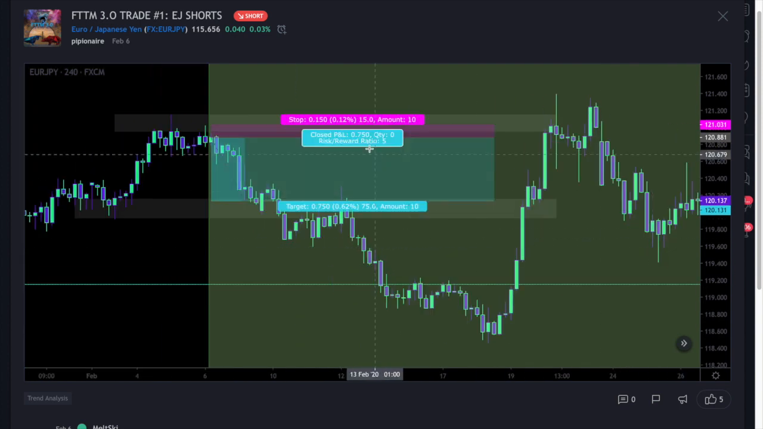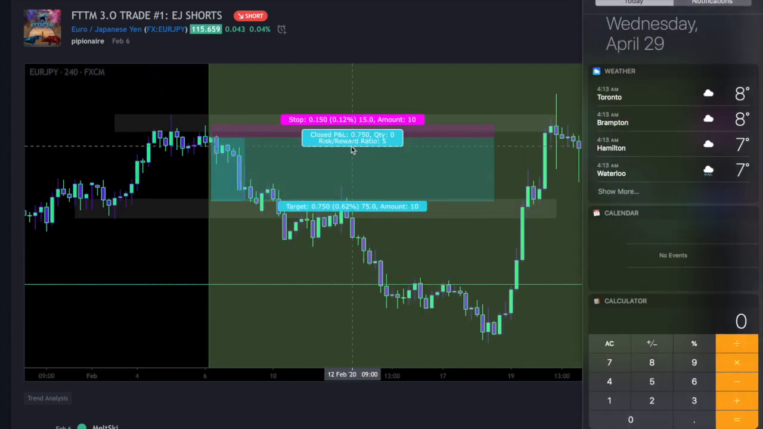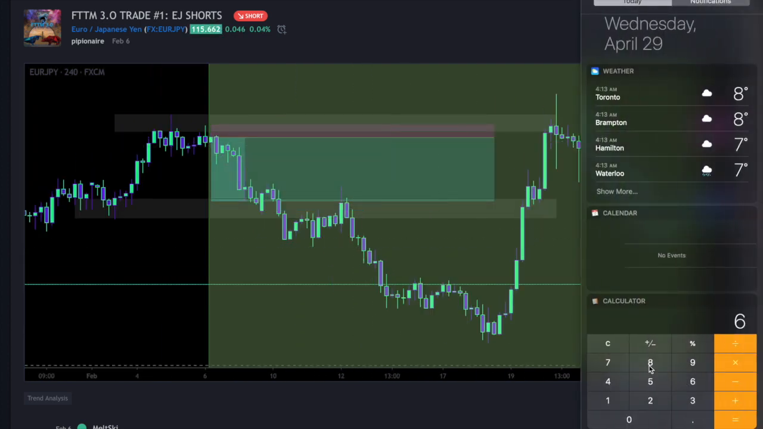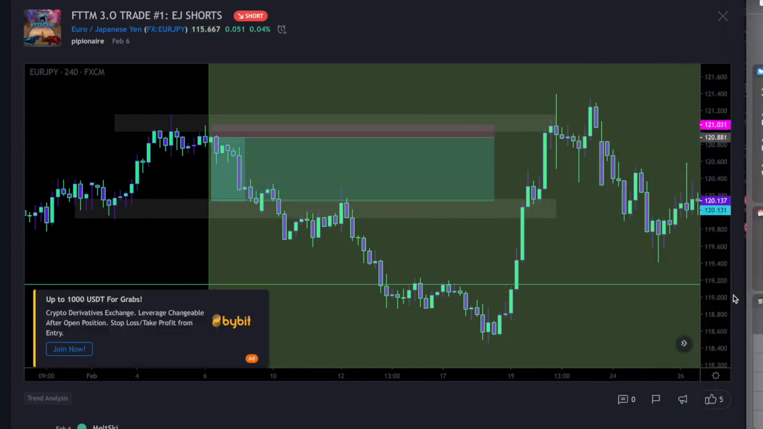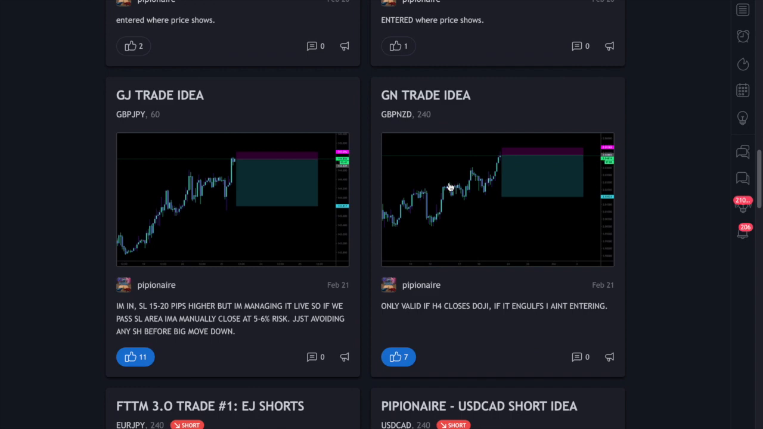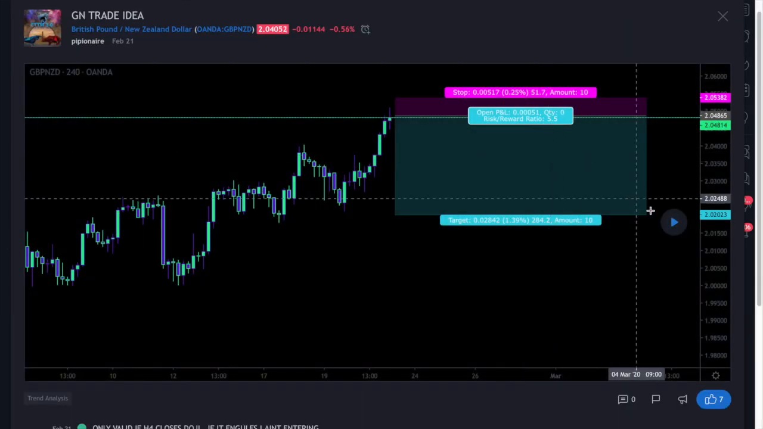6,480. This trade played out to the T. 1 to 5 risk reward, so we would have made 25%. 6,480 times 1.25, since we're risking 5% per trade. 8,100 is our balance. 8,100 is our entry.